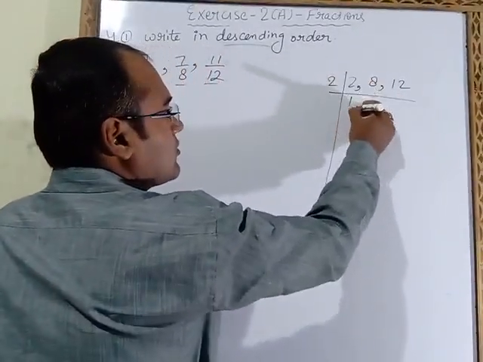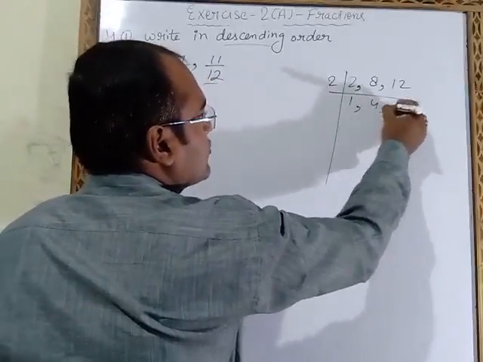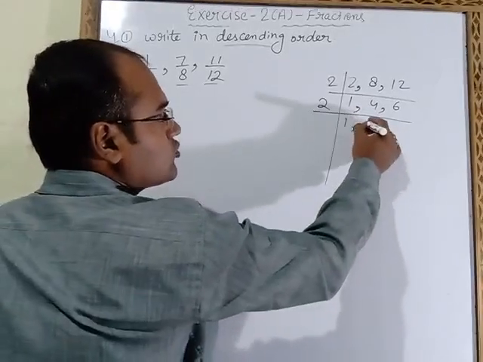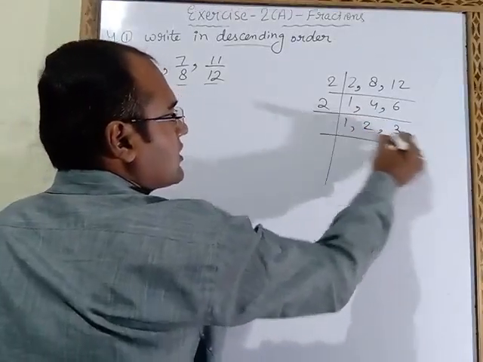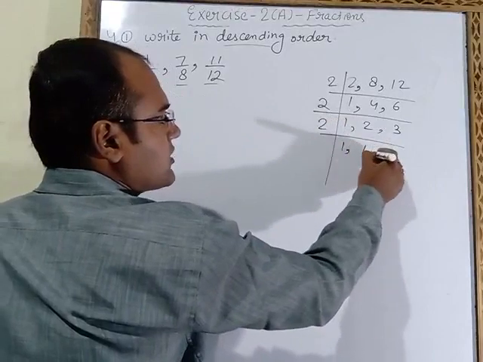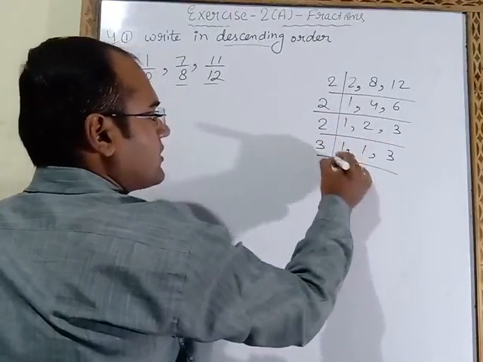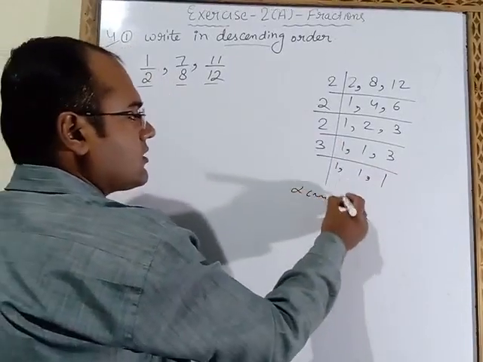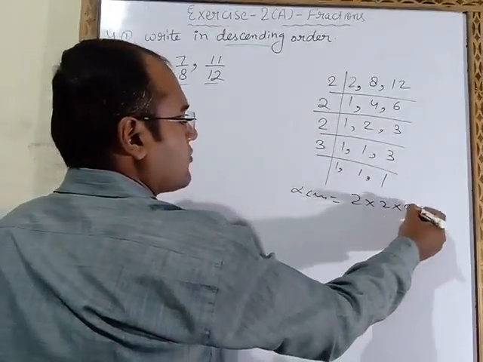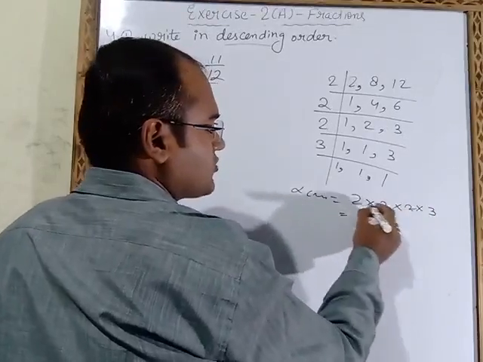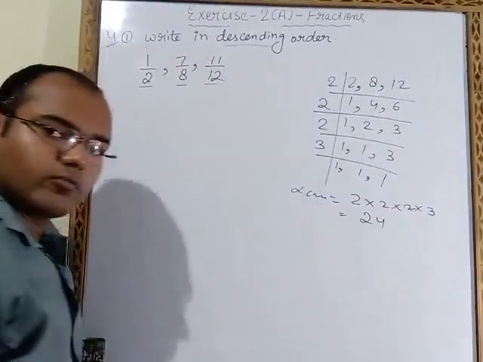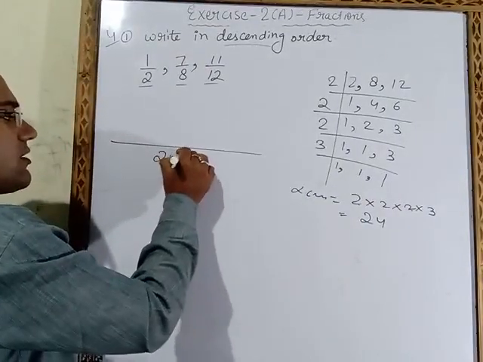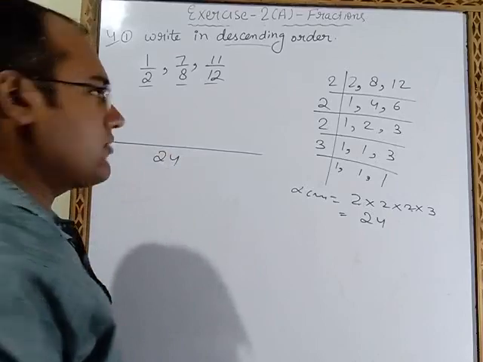2 ones are 2, 2 fours are 8, 2 sixes are 12. Again with the table of 2, 1 as it is, 2 twos are 4, 2 threes are 6. Now with the table of 2, 1 as it is, 2 ones are 2 and 3. Now with the table of 3, 1 as it is, 1 as it is, 3 ones are 3. So the LCM we got is 2 multiplied by 2 multiplied by 2 multiplied by 3. 3 twos are 6, 6 twos are 12, 12 twos are 24. Now next step. Here above we will put, and under this we have to write 24.